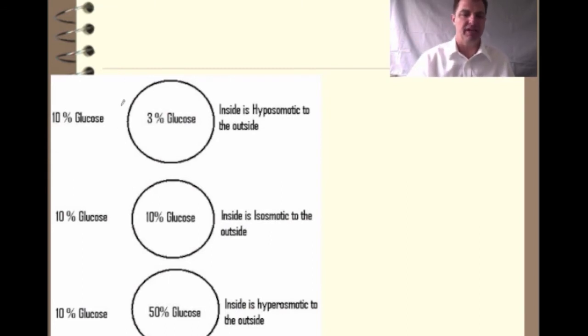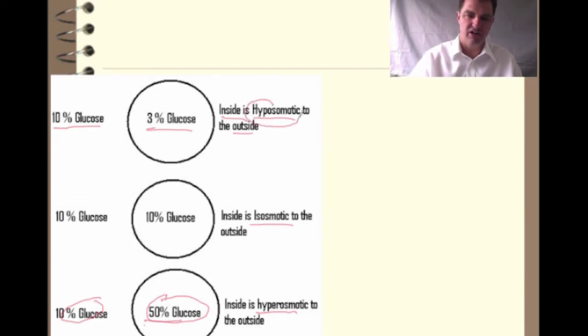For example, let's say you have a cell here and the outside of the cell has 10% glucose, and on the inside you have 3%. You would say in this case the inside is hypoosmotic to the outside. Over here, if they're both the same, they're isoosmotic or isotonic. And if it's 50% glucose inside and 10% glucose outside, then the inside of the cell is hyperosmotic to that. I don't know if I said that correctly before, but just in case, here we have hypoosmotic, less, so there's less solute than this one here.